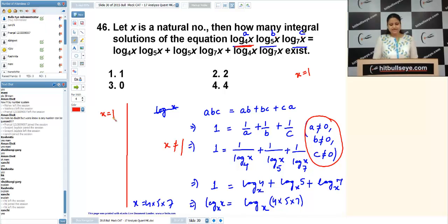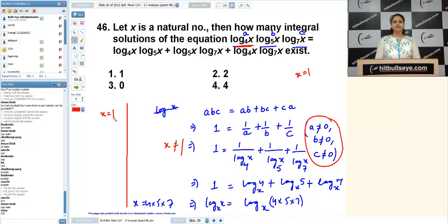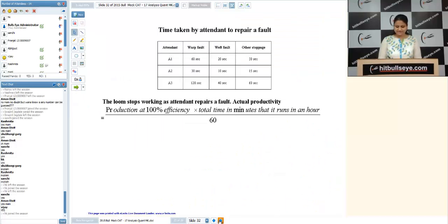See, what is the key in a logarithm question? Whenever you have an equation in logarithms, you will try to cancel the log, and this can be done only if the bases are the same. So we try to make the bases the same. Okay, let us move.